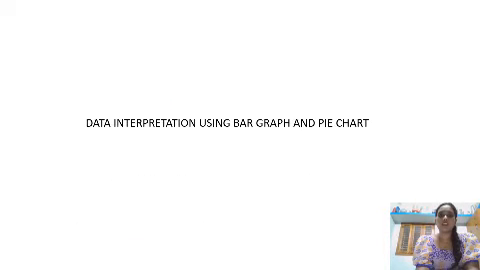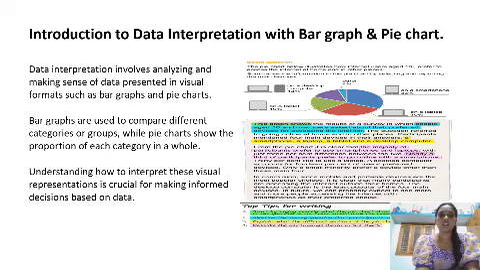Today I am telling about data interpretation using bar graph and pie chart. Introduction to data interpretation with bar graph and pie chart. Data interpretation involves analyzing and making sense of data presented in visual formats such as bar graphs and pie charts.